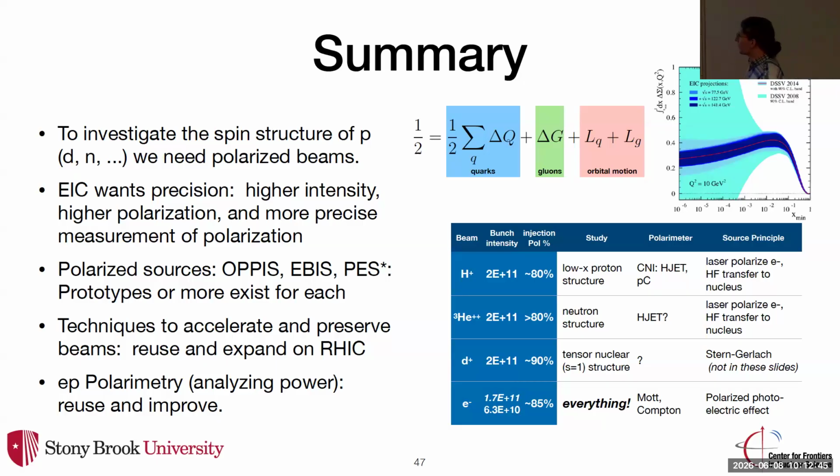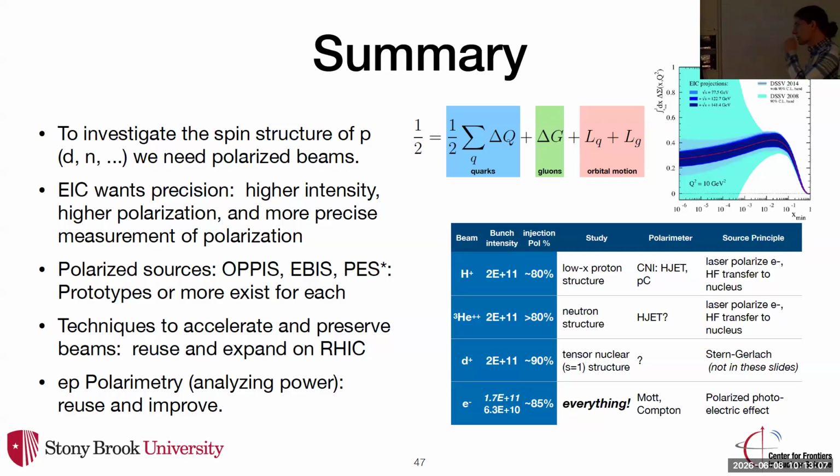So we talked about why we care. I want to learn about the spin composition of the proton. And then at the EIC, I'd love to know about the neutron. At the EIC, we want everything: higher intensity, higher polarization, and more precise measurement of polarization. We have the tools to make these beams. Prototypes exist, and are getting better, for all of the polarized sources.